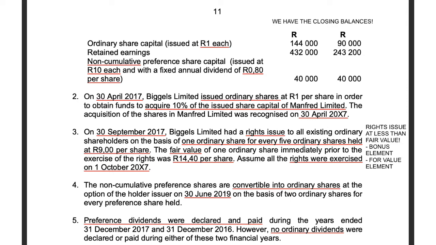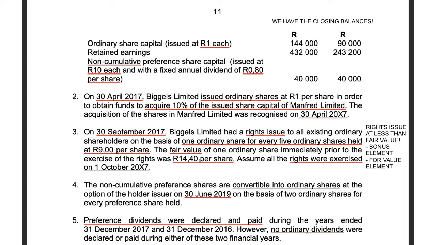And when you have a rights issue at less than fair value, there will be a bonus element and a for value element. And we know that the for value element needs to be time weighted, and the bonus element we need to restate the prior period's EPS and WANZO. Now if you just go and look at the information, these rights can be exercised and entitle the holder to a share at 9 Rand per share.